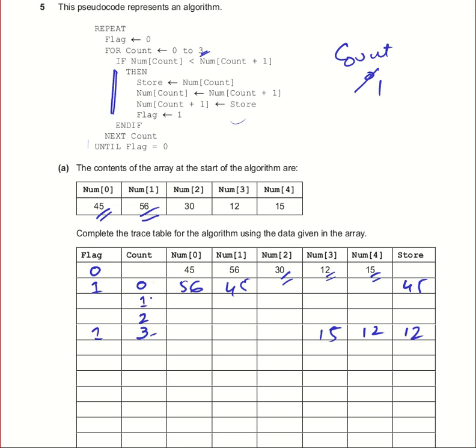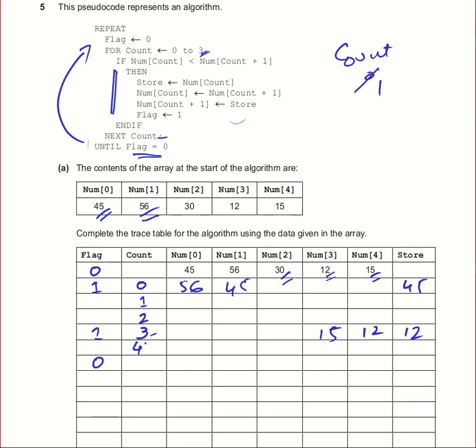Then next count means increase the value of count by 1. This becomes 4. It goes back, checks whether it has exceeded the final value written over here. It has. Then the for loop would end, and the repeat loop would check this condition until flag equals 0. Is flag equals to 0? No, it's 1. The condition is false. It's going to repeat itself and again reset the value of flag to 0. So this becomes 0 over here. Again the same for loop starts all over.